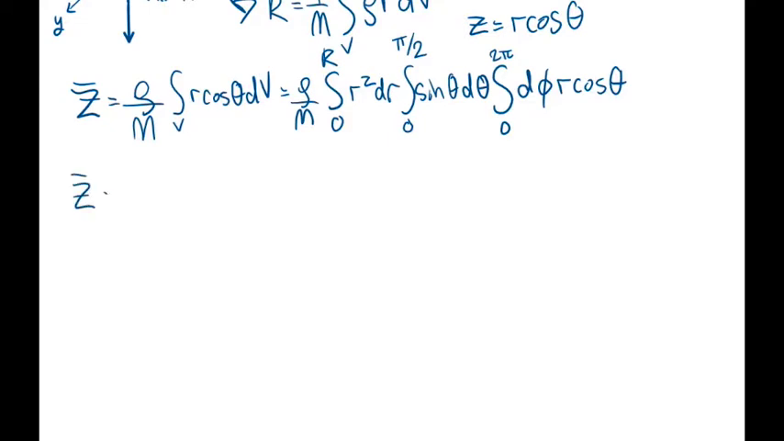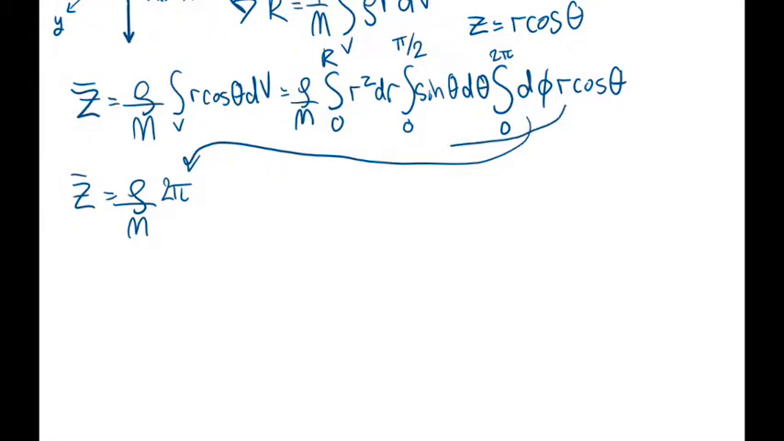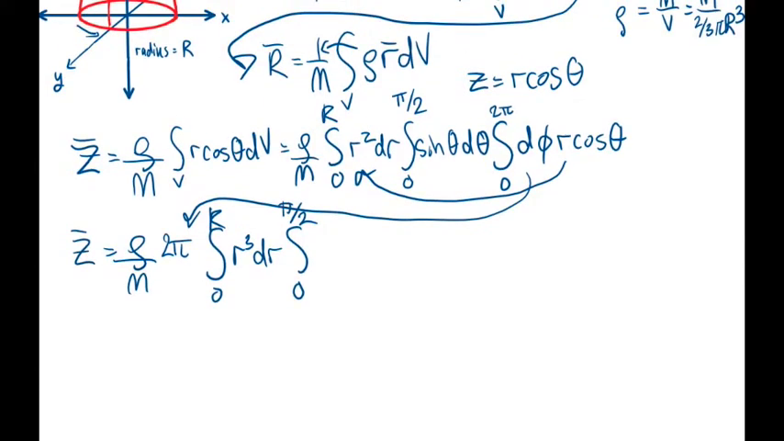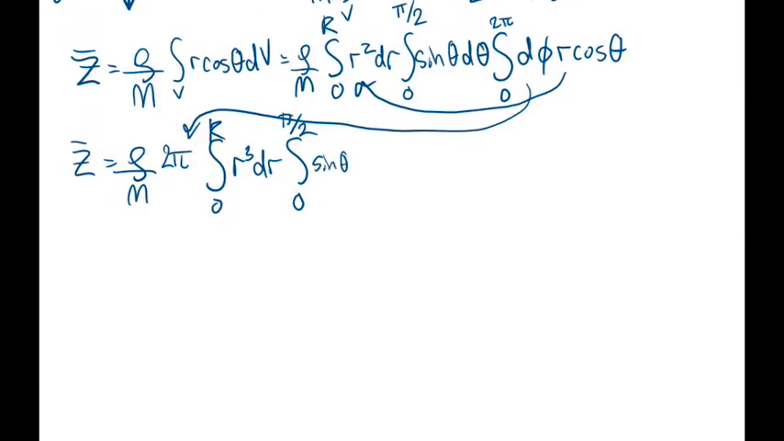So let's start by pulling out the phi integral. There is no function of phi, so it'll just be the constant 2 pi. Let's move all the r's together. So then we'll have 0 to r, r cubed dr, and then 0 to pi over 2 we'll have sine theta cosine theta d theta.